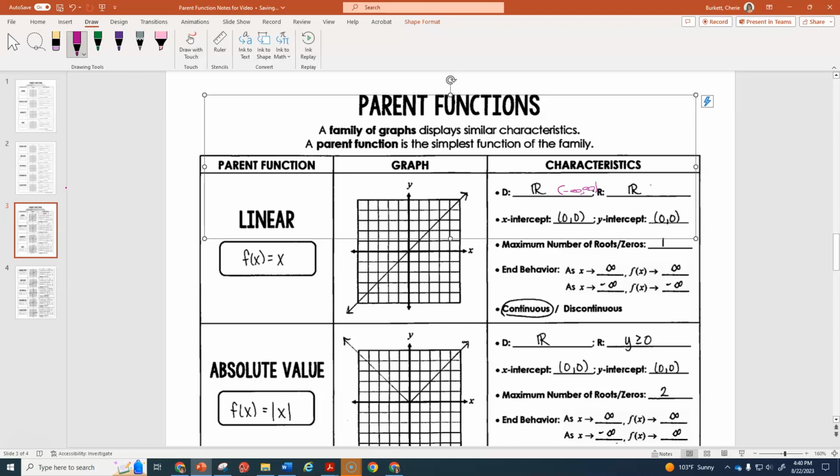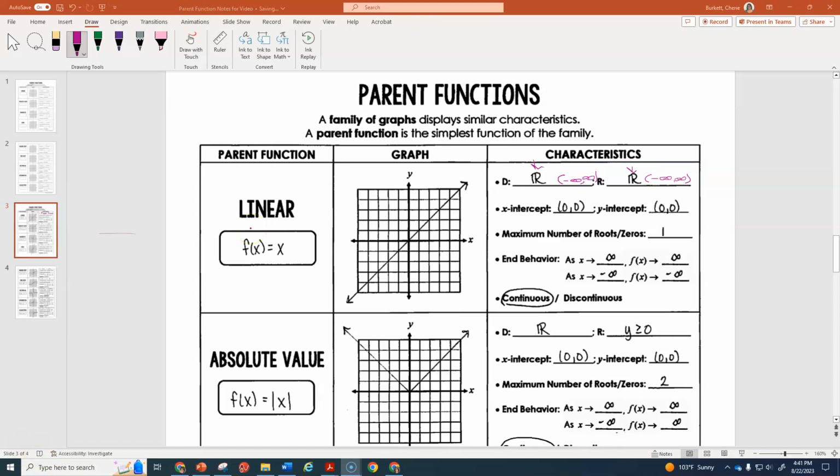And the same would be true over here: negative infinity to positive infinity. That is interval notation. These R's right here are what they use for inequality notation, because it is all real numbers. We can see that the x and y intercept is just written down.